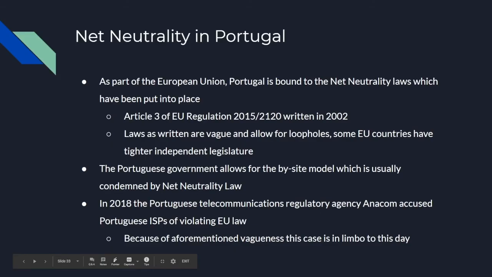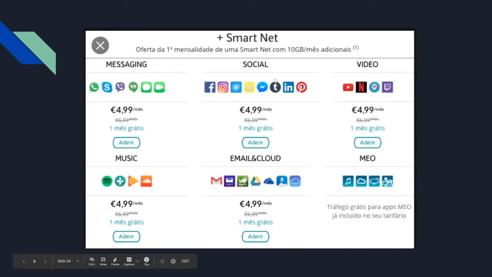Take Portugal, which ironically enough does have net neutrality laws technically as part of the EU. In 2002, an EU law was written for net neutrality, but the law was vague enough that a lot of the characteristics we consider non-net neutral are actually allowed within this law. For example, this was a very famous image that was going around when the States was having its issues with net neutrality. As you can see here, you can buy 10 gigabytes of data from an ISP in Portugal for €5, but you're only allowed to use those 10 gigabytes for these brackets of services.